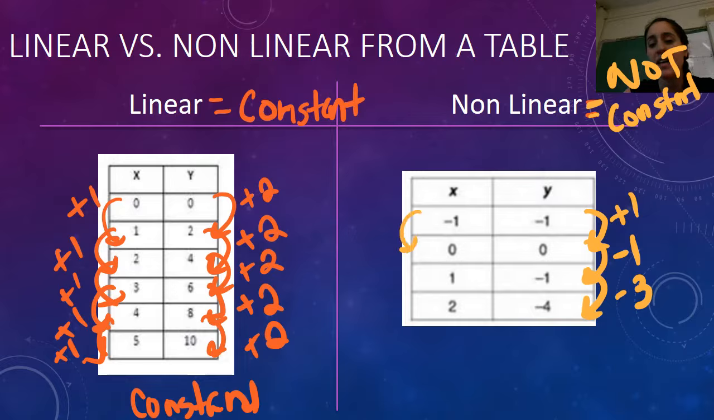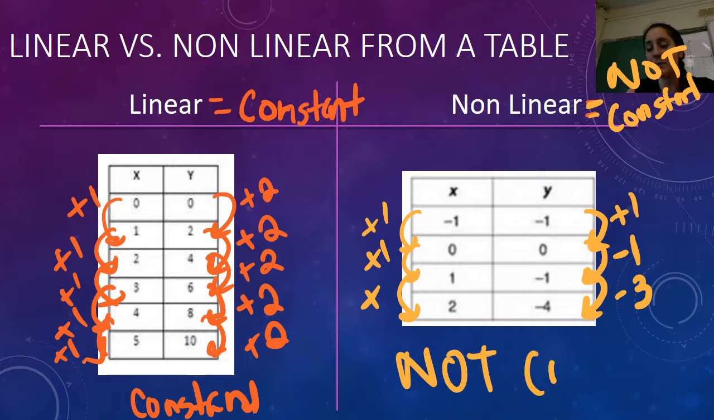Over here is plus 1, plus 1, plus 1. But since that was non-constant in my y, that's going to be non-linear. All right.